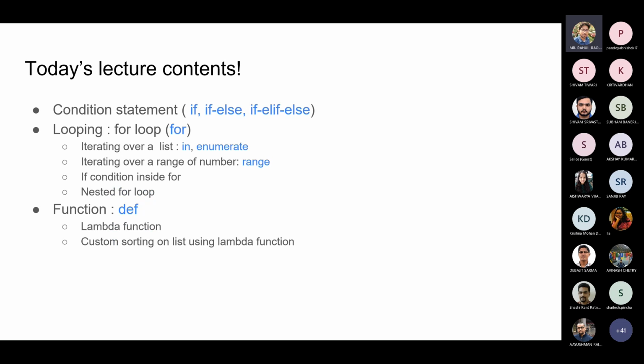In today's lecture, specifically this section, we will go through conditional statements like if, else if written as elif, and else. We will see the loop, specifically the for loop, and then we will see the lambda function and custom sorting on the list using the lambda function. In a subsequent section we will further cover more, like the while loop and list enumerations.